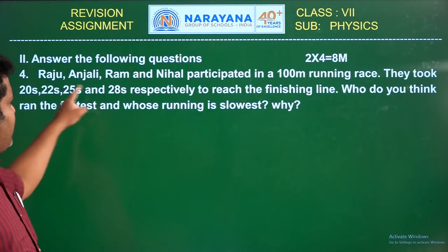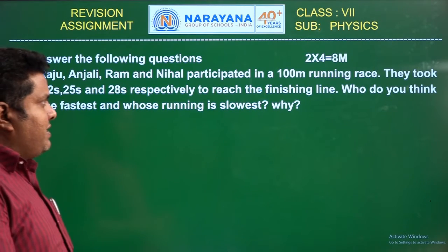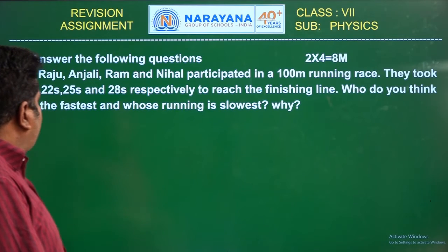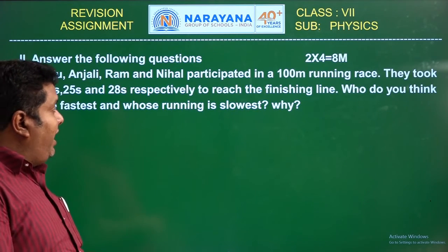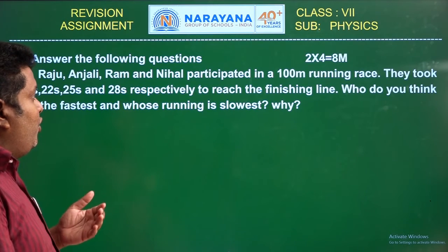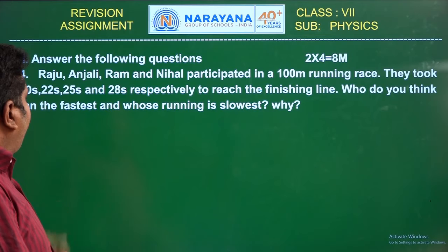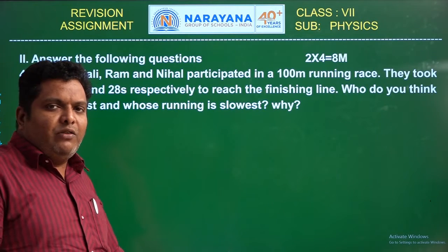Raju, Anjali, Ram and Nihal participated in a 100-meter running race. They took 20 seconds, 22 seconds, 25 seconds and 28 seconds respectively to reach the finishing line. Why do you think they ran the fastest and whose running is slowest? Why? That is the question.